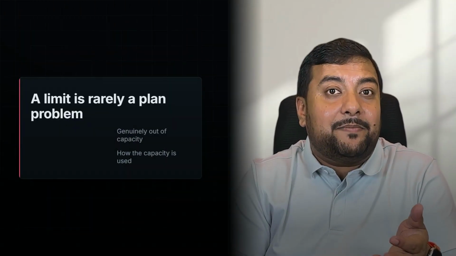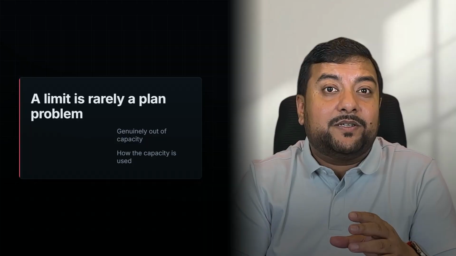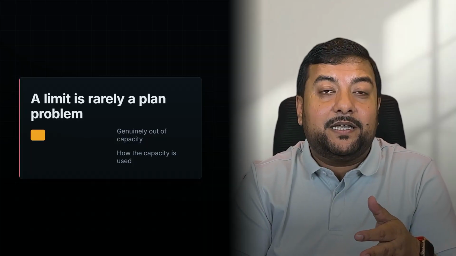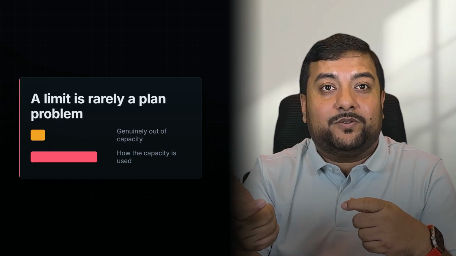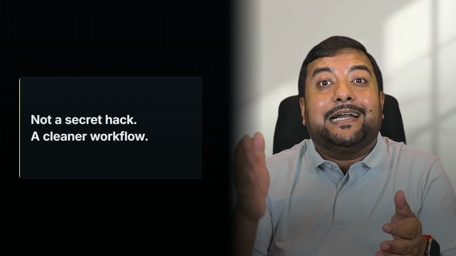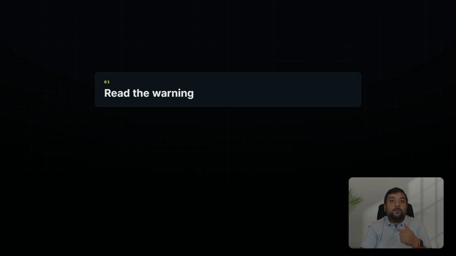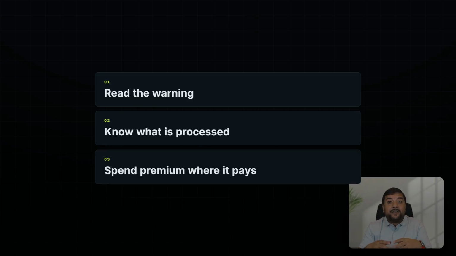So hitting a limit does not always mean you need a bigger plan. Sometimes you are genuinely out of capacity, but most of the time the real problem is how the capacity is being used. The solution is not a secret hack, it's simply a cleaner workflow. Understand what the warning means, know what AI is processing, and spend your premium capacity only where it creates real value.